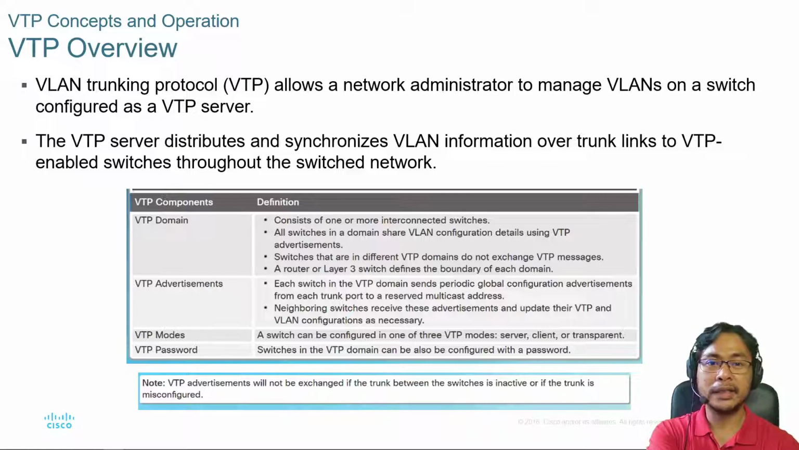Okay. So advertisements are the updates or VLAN information that are being passed from the server to the clients. But there are different types of advertisements. We'll be talking about them later. We also have VTP modes. I already mentioned that it can be a server, a client, or if you don't want the switch to participate, then set it to transparent. And lastly, we have password. Even if you configure properly the domain, if you don't know the password, then the switch cannot get the advertisement.